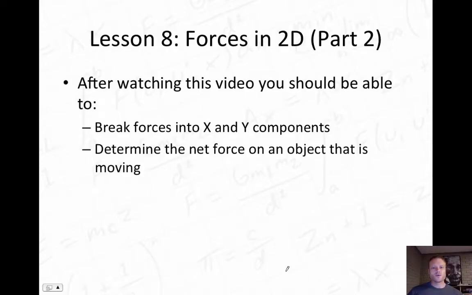In today's video, we're going to be talking about forces in 2 dimensions. After watching this video, you should be able to break forces into x and y components, then be able to determine the net force on an object using a free body diagram. And the big difference is that now we're going to be dealing with objects that are moving.